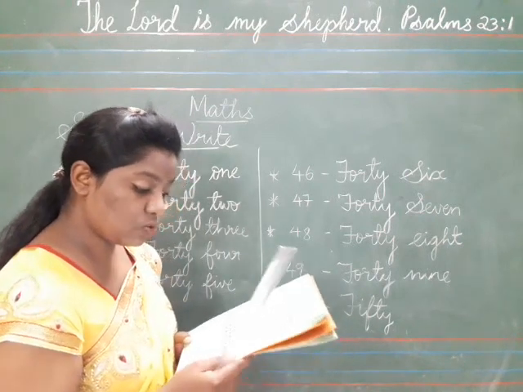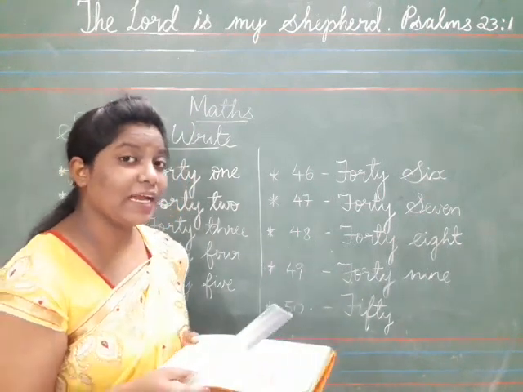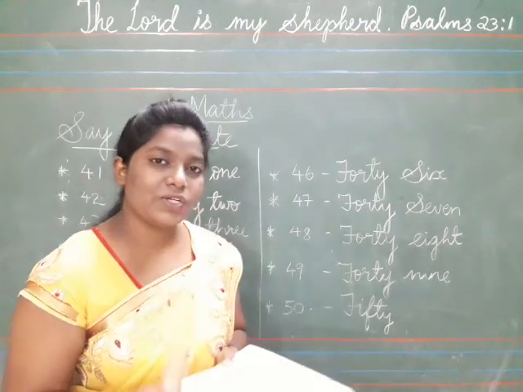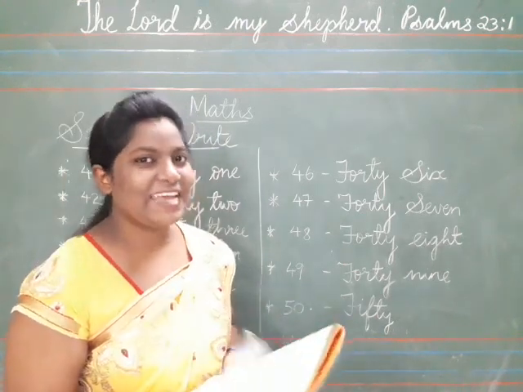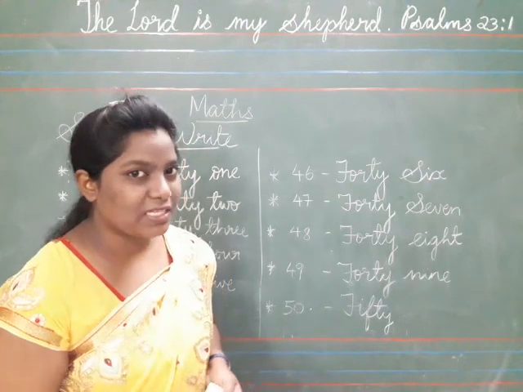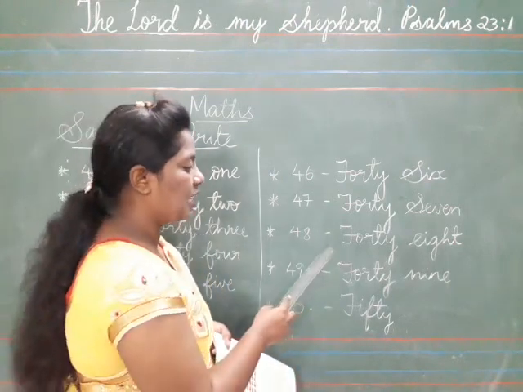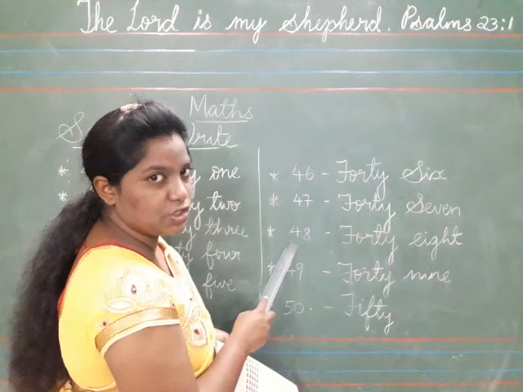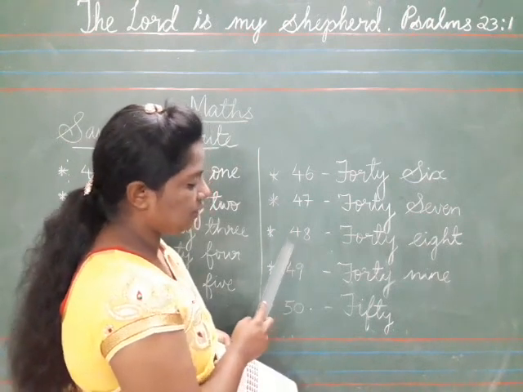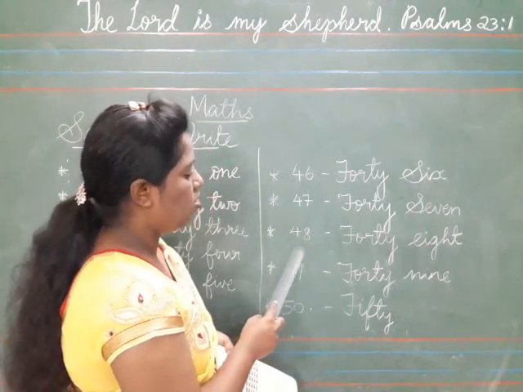Donut. What is the next one? How many donuts are there? How many donuts, students? 48. What is the spelling of 48? 48 means you should write 48.